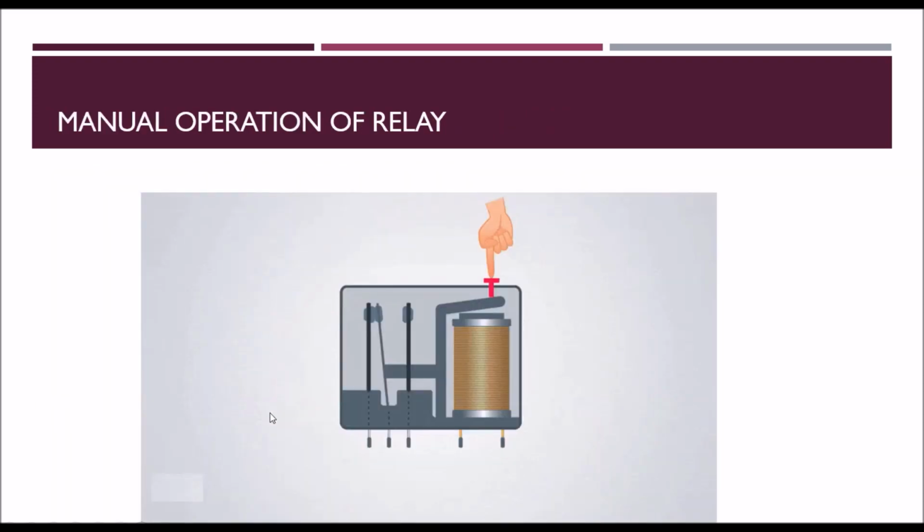Sometimes at the time of commissioning, assume that you don't have electrical supply, but still you want to operate the relay. So a manual override mechanism is there, where you can manually move the actuator, meaning the armature, so that you can manually switch on the relay without having electrical supply. That is called the manual override function. Every relay will have that function.